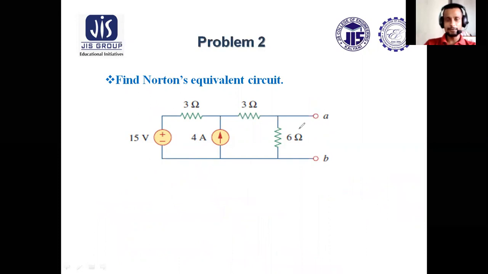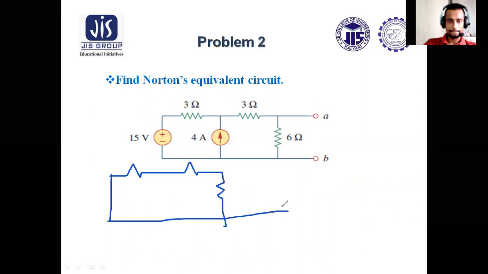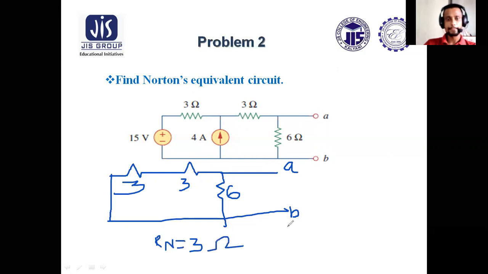So IN is found. Similarly, to find Norton's equivalent, RN is to be known. So for RN, we'll deactivate all the sources. So this is A, this is B, this is 6 ohm. These two are through 3 ohms. So 6 parallel 6 will be 3, RN will be 3. So this is how you can get Norton's equivalent circuit.